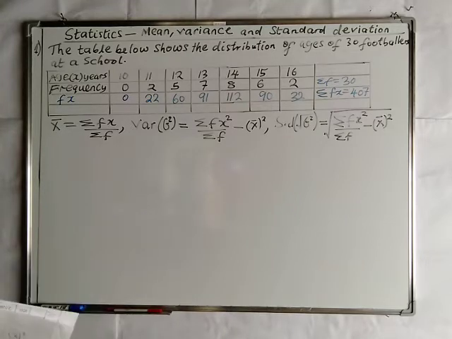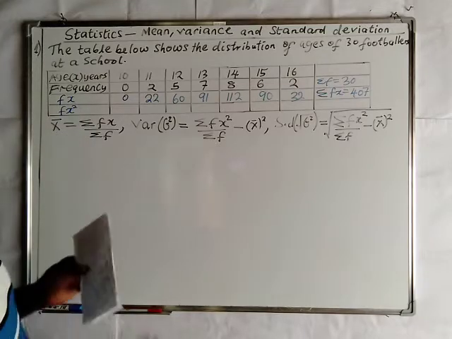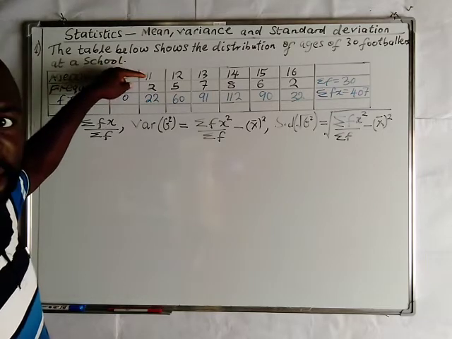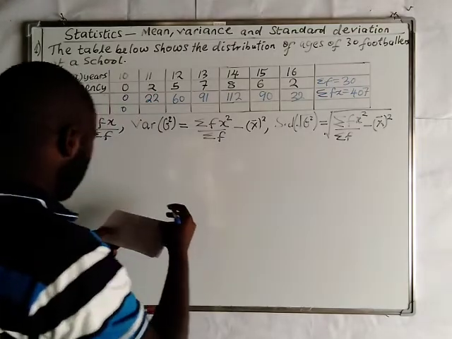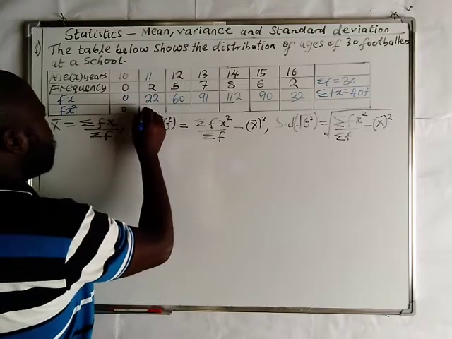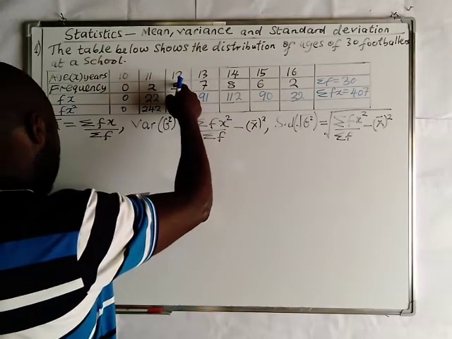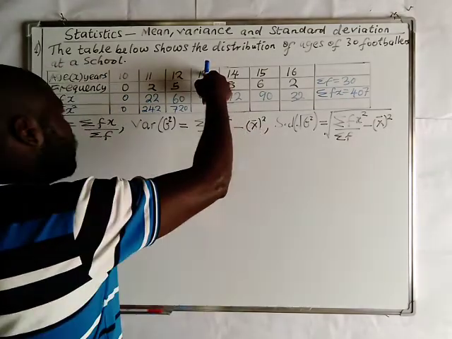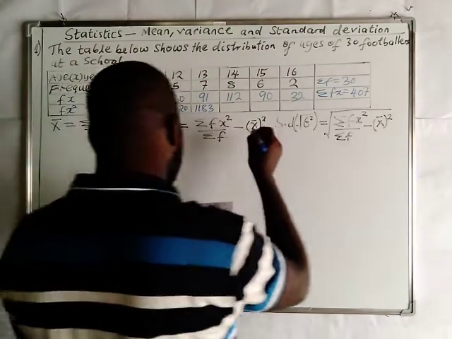Now we also need to get the fx square, where we square the x, then multiply by the frequency. So of course here we are getting a 0. When we square 11 and multiply by 2, we are getting 242. We square 12 and multiply by 5, we are getting 720. We square 13 and multiply by 7, we are getting 1183.